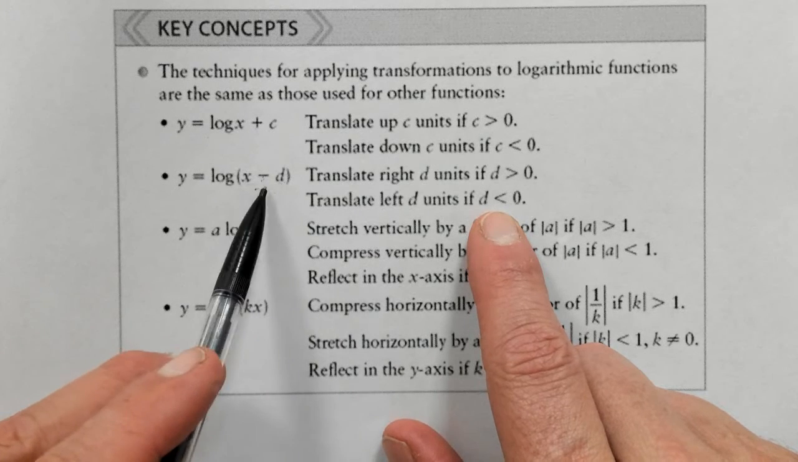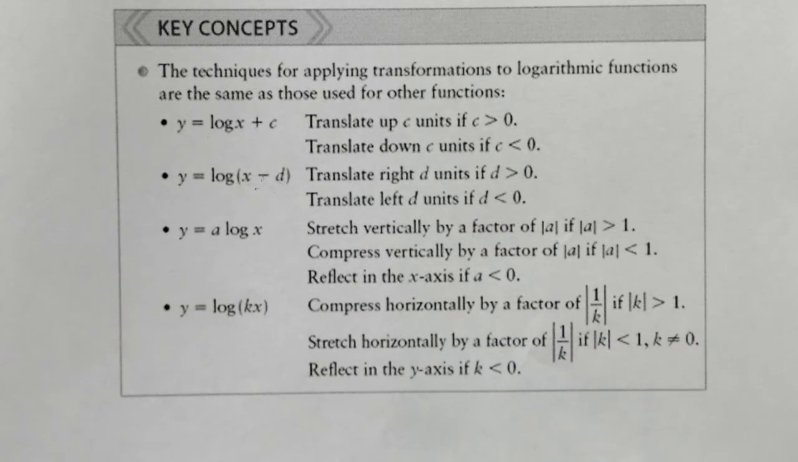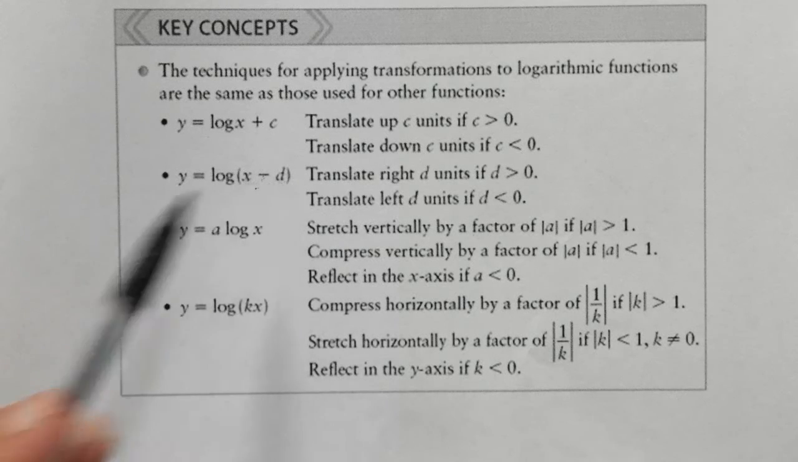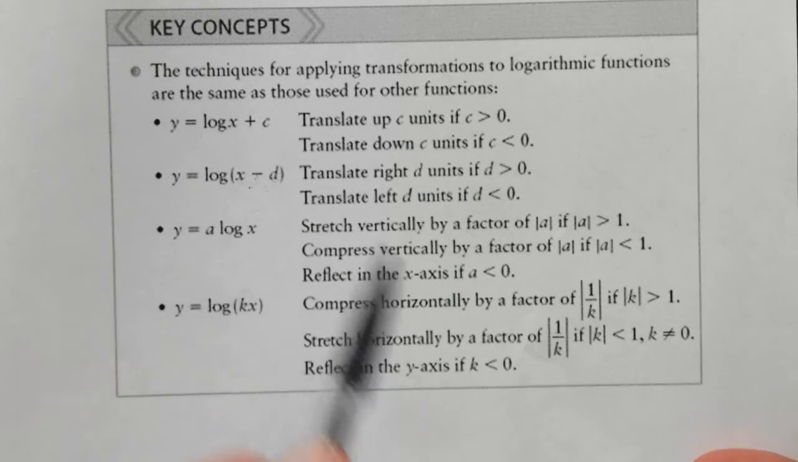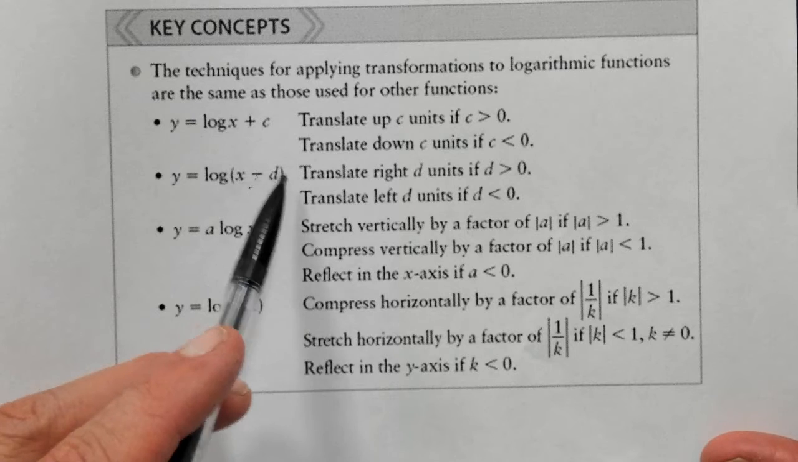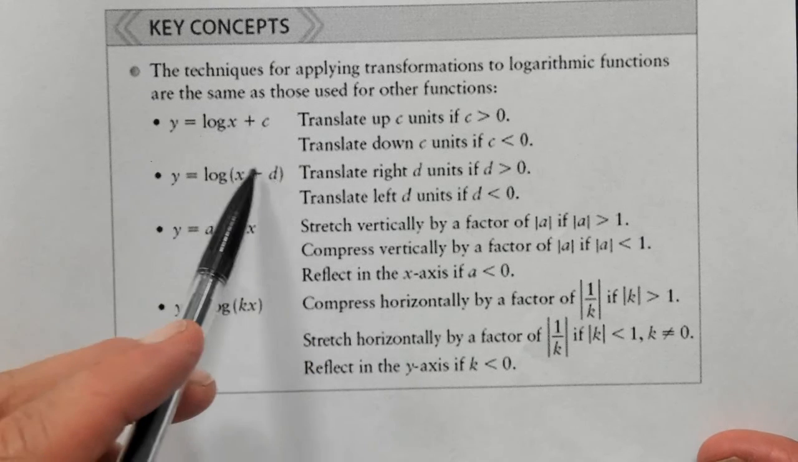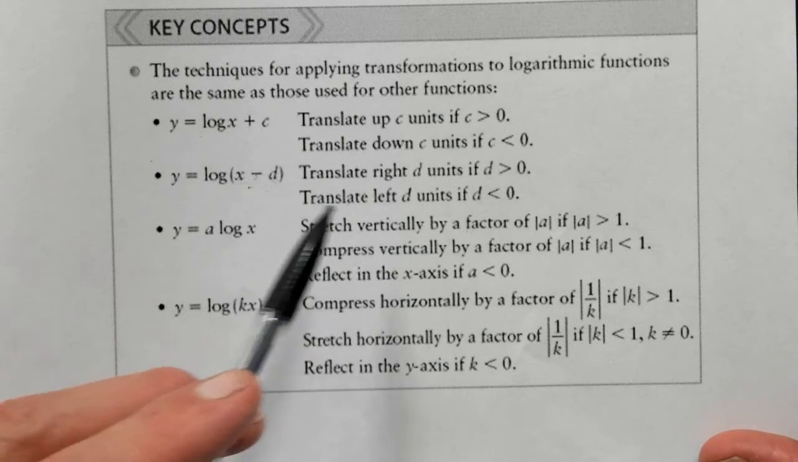Okay, so it's just kind of an alternate way of describing it when it writes it in as this x minus d, right? But our rules are still the same. If it's plus some number, you go to the left that many. If it's minus some number, then you go to the right that many units.